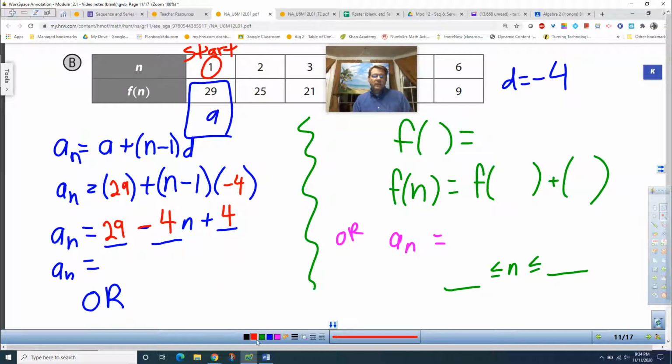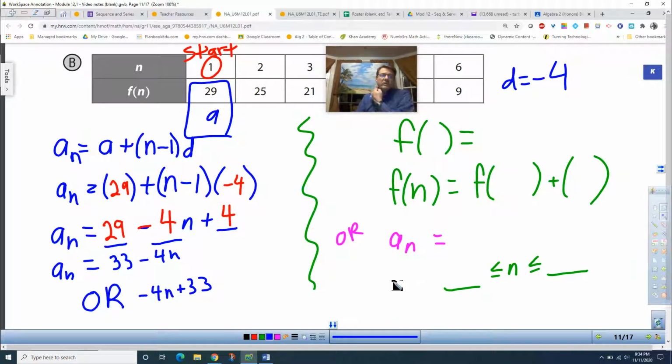Okay, let's combine some like terms here. 29 plus 4 is going to give me 33 minus 4n. Or we could say that's negative 4n plus 33. Either way works fine. Okay, all right.